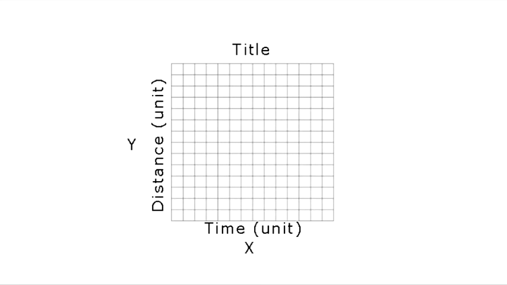When graphing a uniform velocity graph, you need a title, an independent unit, which is on the x-axis, and a dependent unit, which is on the y-axis.